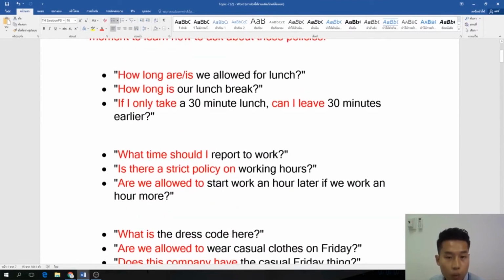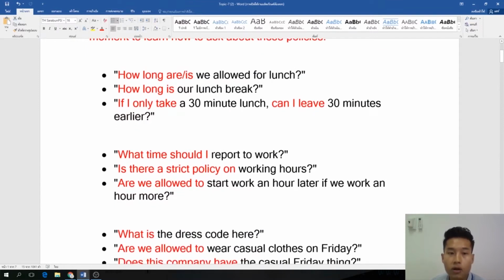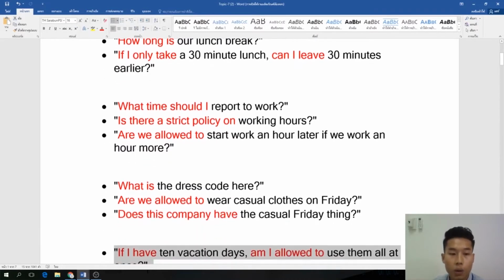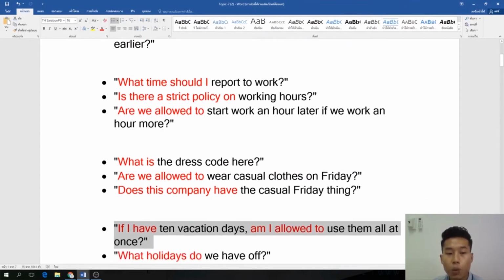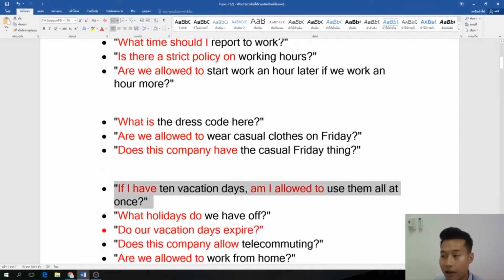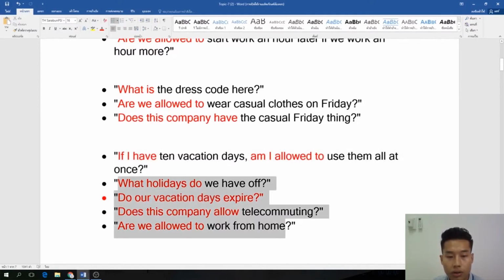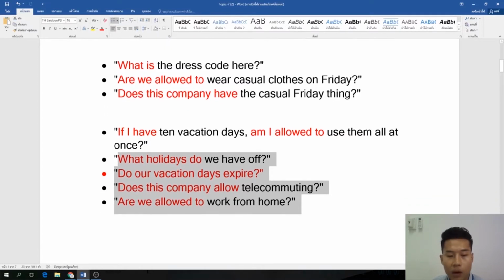One more thing I want you to remember is that we talk about the company policy, right? How long is, if I only take, can I leave? What time should I? Is there a strict policy on? Are we allowed to? Does this company have? If I have the, and am I allowed to. And then what holiday do? Do our vacation days expire? Does the company allow? And are we allowed to?